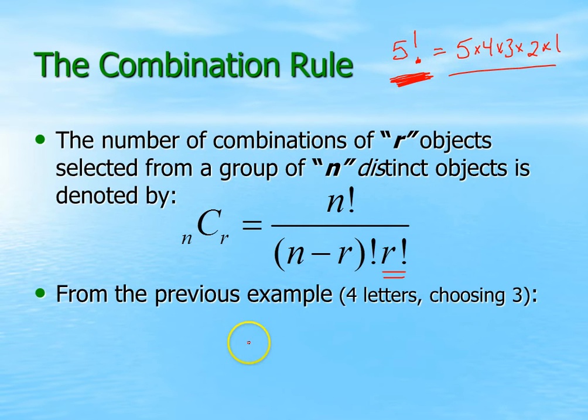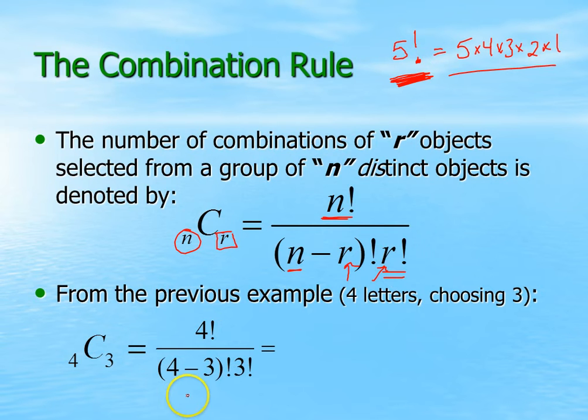So, if I give you that exact same example we just talked about, 4 letters and I want to choose 3, I have 4 choose 3, so 4C3. So how would we write this out? If n is 4, then I've got 4 on the top and 4 down on the bottom. If r is 3, I'm choosing 3, so I've got a 3 in both of my positions for r.